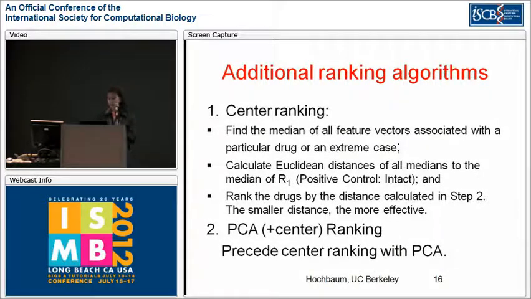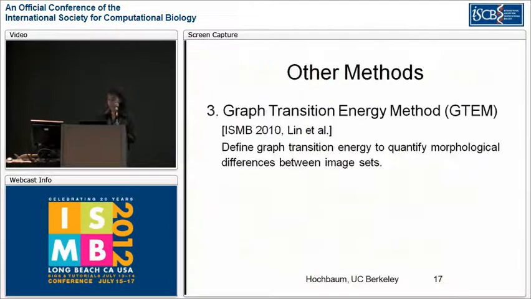I'll just tell you that we chose several other ranking algorithms that were used. One of them is center ranking, which is very obvious and quick: you find the median of the feature vectors in each population set. The other one is to append principal component analysis to the center ranking. And a third one, in a paper published by Lineal in 2010, is called the graph transition energy method. This one is time consuming.